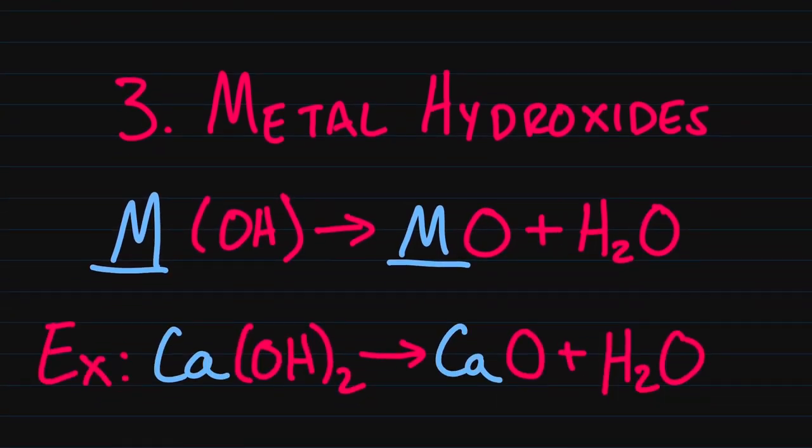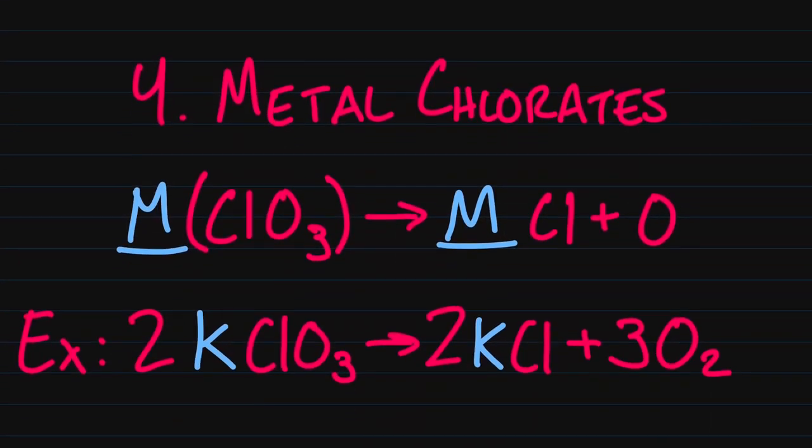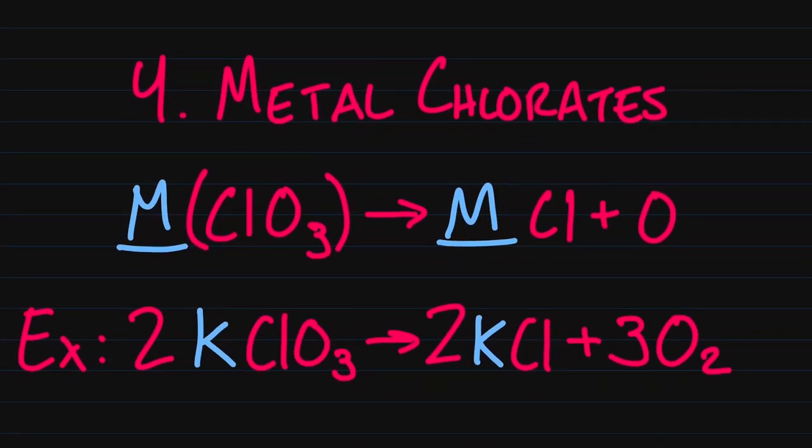Next, we have the decomposition of metal hydroxides. For this one, we have a compound that has a metal and hydroxide in it, and it splits up into a metal oxide plus water. The example is calcium hydroxide splitting into calcium oxide plus water. Let's look at number 4.